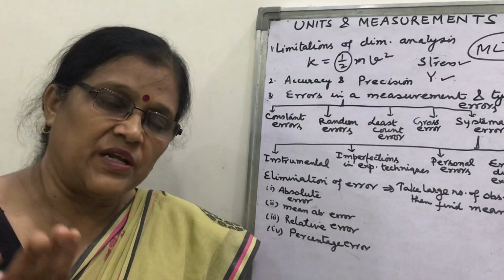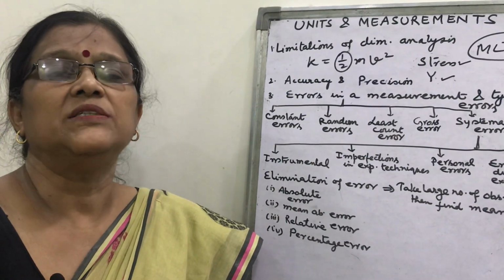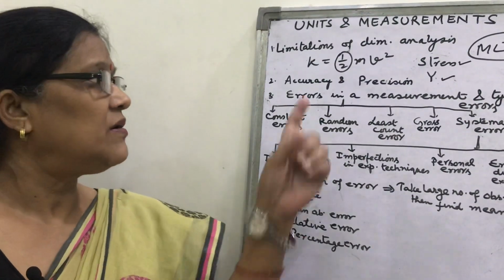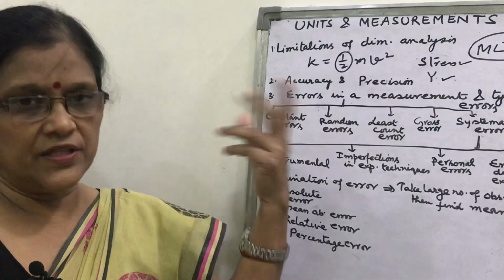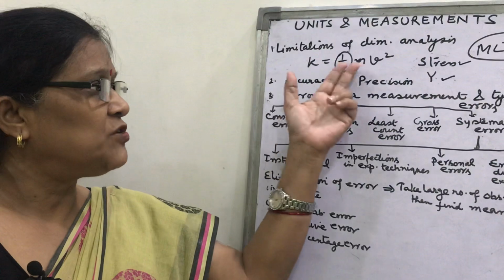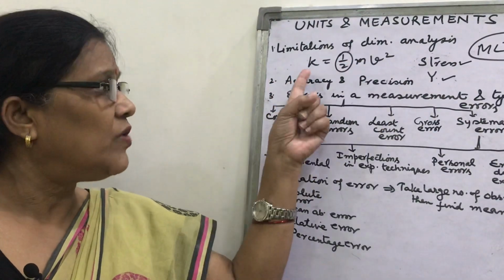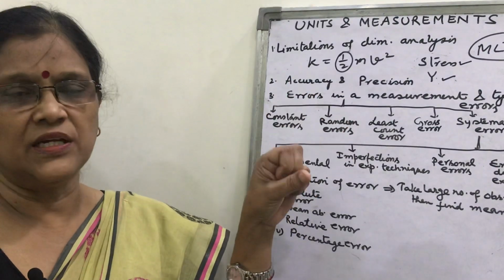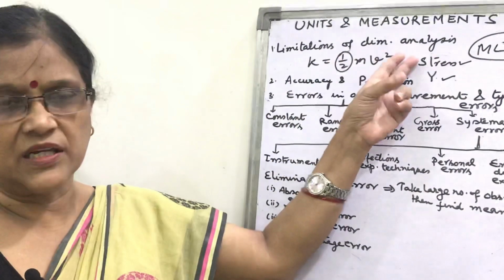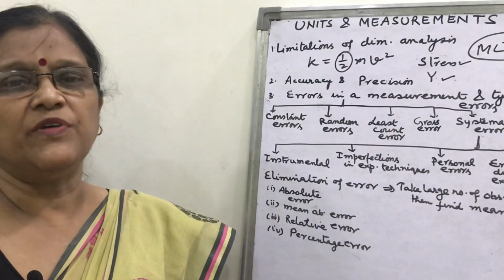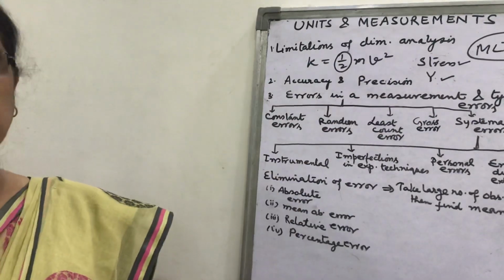Another limitation: it fails to derive the relationship between more than 3 physical quantities. Like kinetic energy depends on mass and velocity, if in any other relation some quantity depends on 3 quantities, it can be derived. But if a quantity depends on more than 3 quantities, then we cannot derive a relation using dimensional analysis. So in this way, we can say what the limitations of dimension analysis are.